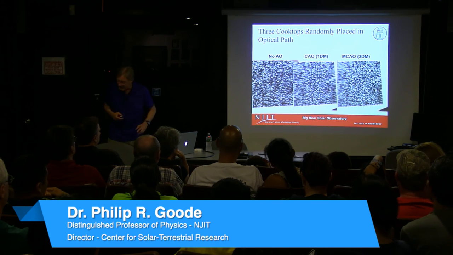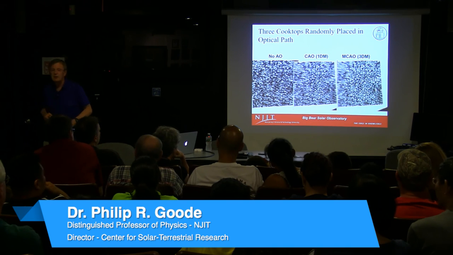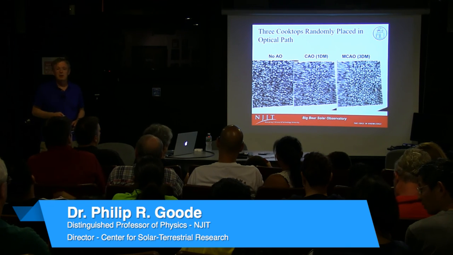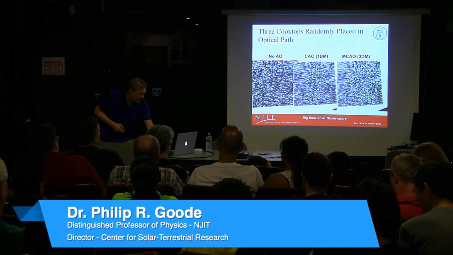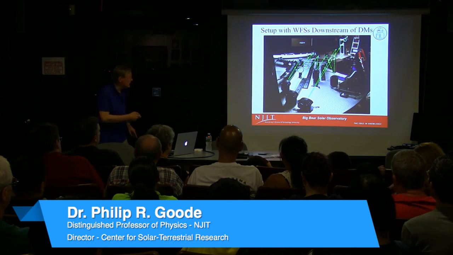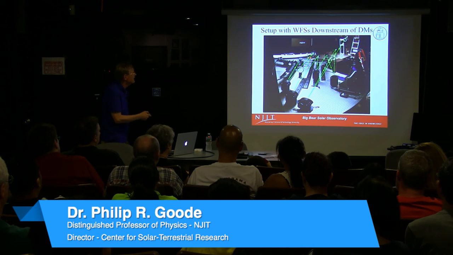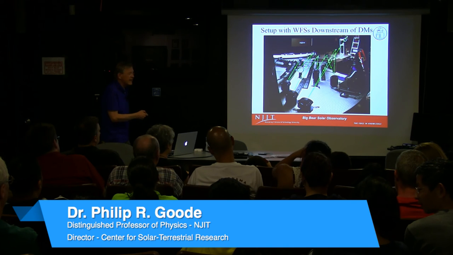So I can tell you how much a cook plate costs in Big Bear. It's $9.98. Why would I want a cook plate or a hot plate? Because we put a hot plate in front of this deformable mirror, in front of this deformable mirror, and in front of that deformable mirror.